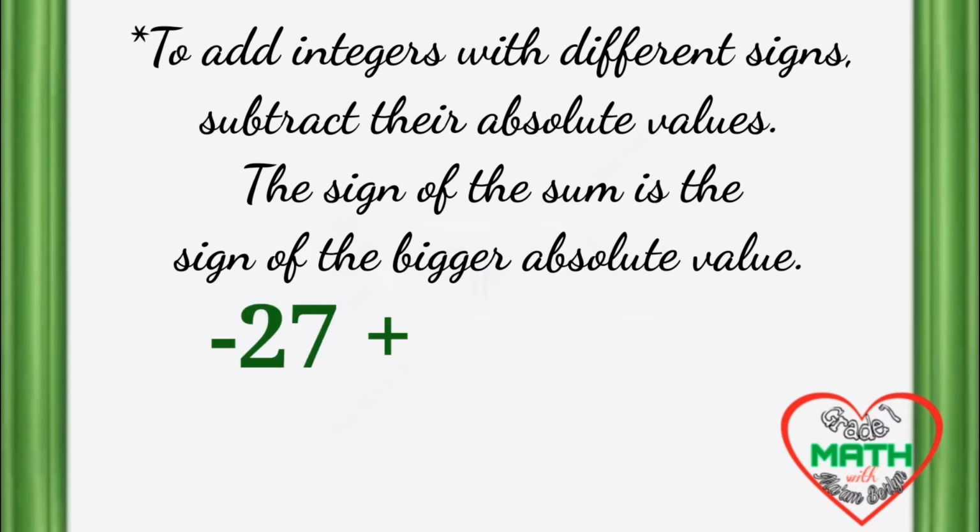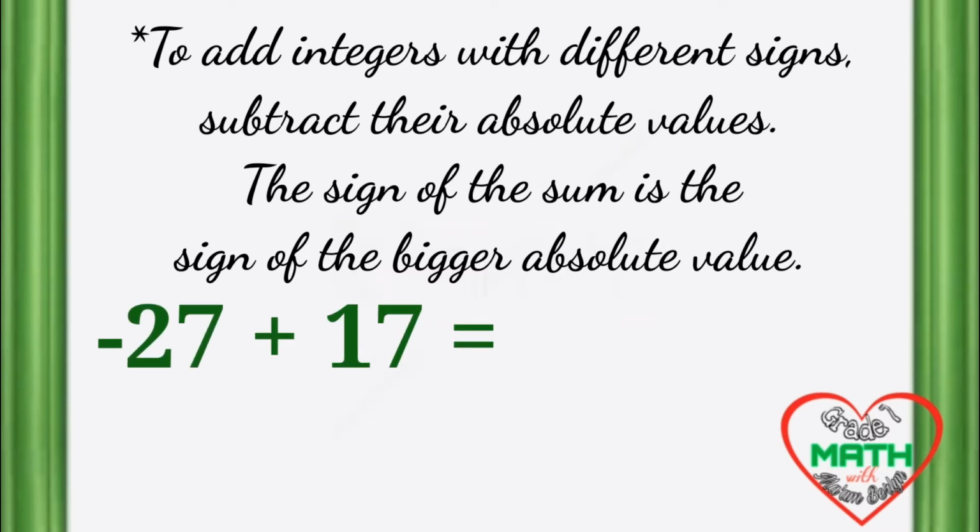For example, negative 27 plus 17. Do they have different signs? Yes, 27 is negative and 17 is positive. Now let's apply the rule. Subtract their absolute values. 27 minus 17 is equal to 10. Now which absolute value is bigger or greater? Right, it's the absolute value of 27. So our sum is negative 10, since we will copy the sign of the bigger absolute value.